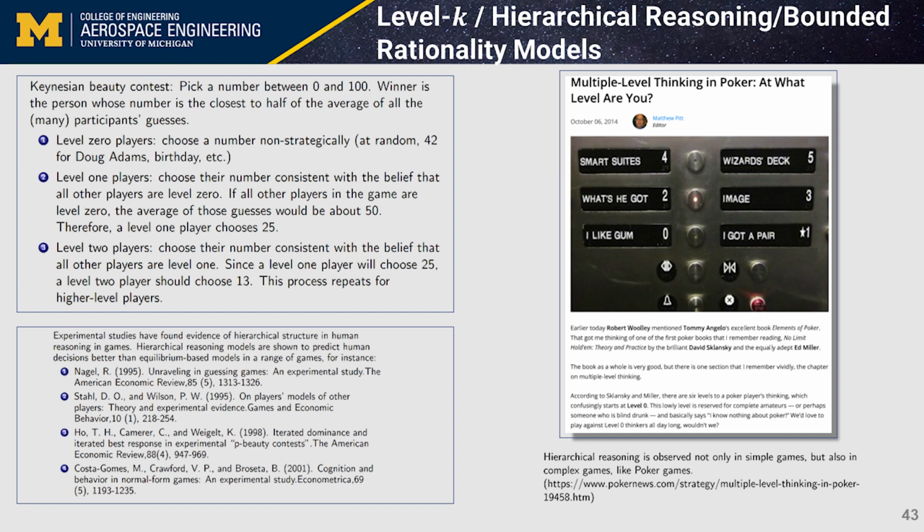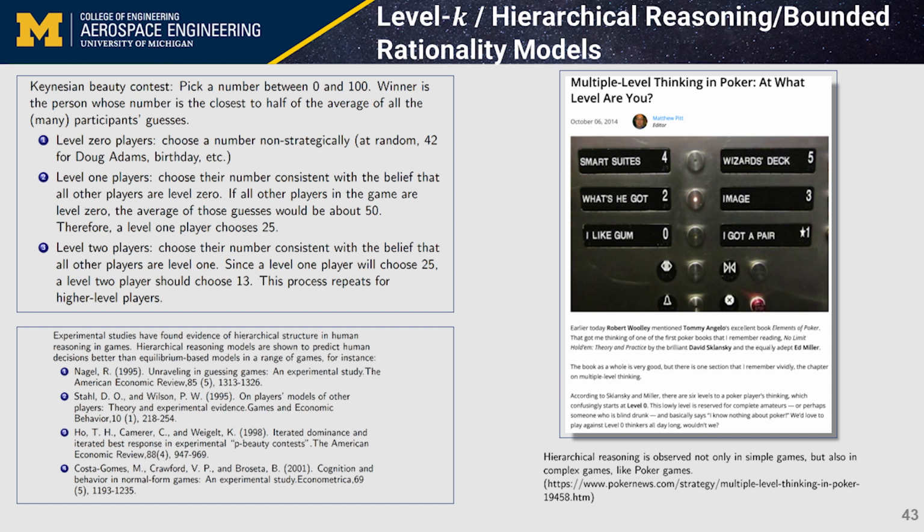So a level 0 player would choose a number pretty much non-strategically, maybe 50, to be in the middle. A level 1 player would say, well, everybody else is going to be level 0, so I better choose 25, because everybody will pick 50. And then level 2 would choose 13, half of everybody on level 1, and so on and so forth.